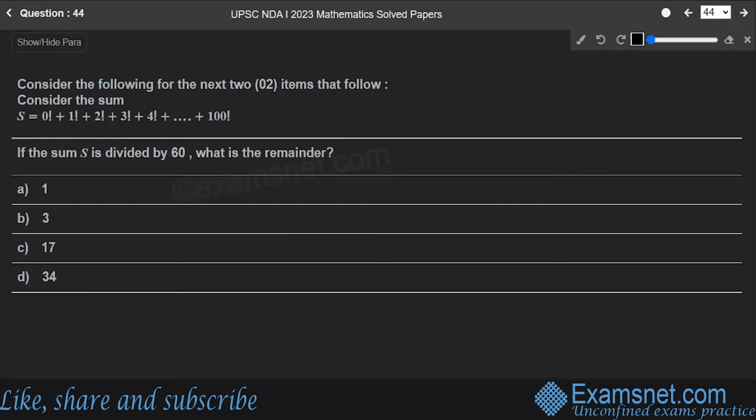If the sum S is divided by 60, what is the remainder? Now I have to take my approach further using the same method which we used in the last one. In the last one, we came out to be S is equal to 1 plus 1 plus 2, 6, 24. Next is 5 factorial, which is 120. So see, I started getting a multiple of 60. Next is till 100 factorial. I'll do the same thing.